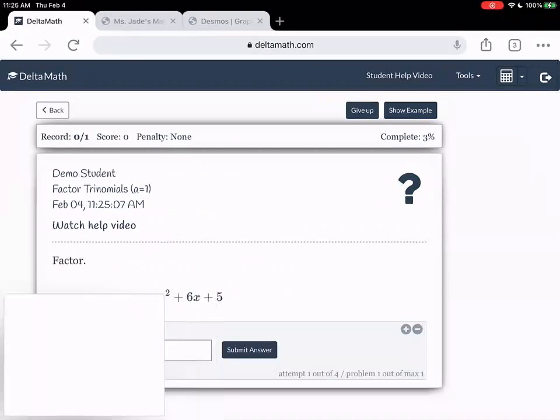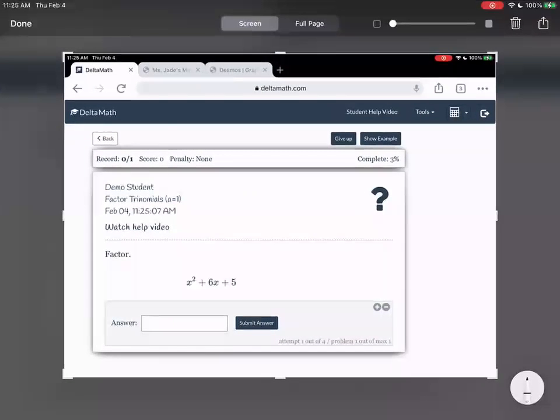Okay, so we're going to try this again. Let me draw my x out. You want to take the number at the end and put it over here, and you want it to multiply to that. Then you want to take the number in the middle and put that on the bottom, and you want it to add to that. So I'm going to pause the video here, see if you have suggestions. What will multiply to 5 and add to 6?